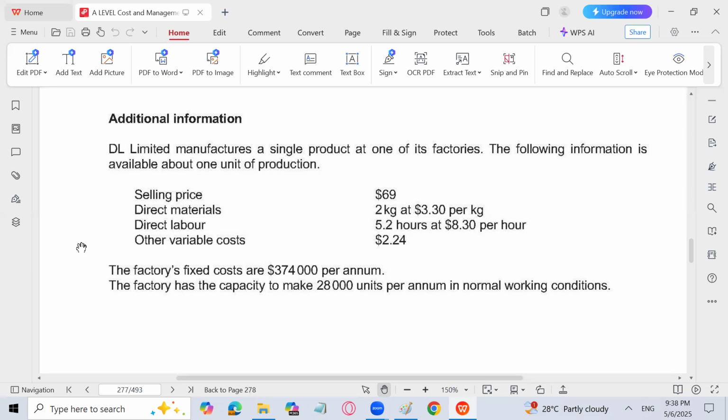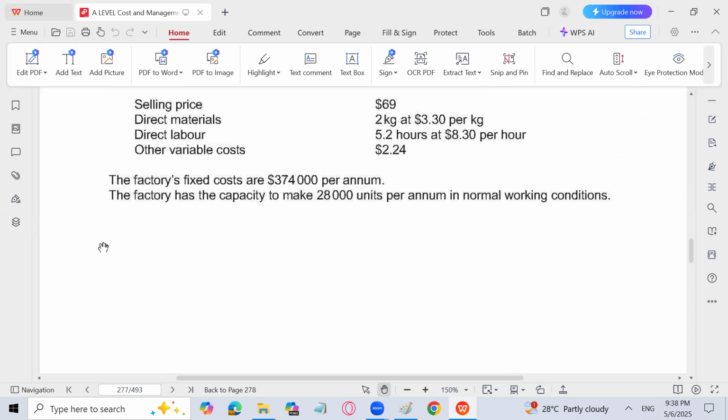D Limited manufactures a single product at one of its factories. The following information is available about 1 unit of production. Selling price $69. Direct material 2 kg at the rate of 3.3 per kg. Direct labor 5.2 hours at the rate of 8.3 per hour. Other variable cost 2.24. Factory fixed costs are 374,000 per annum. The factory has the capacity to make 28,000 units per annum in normal working condition. It can produce 28,000 units easily.